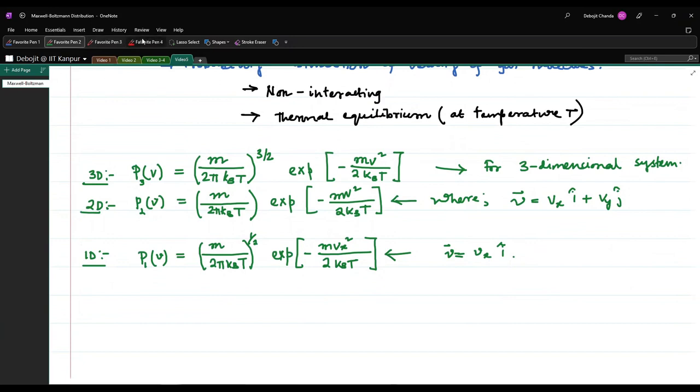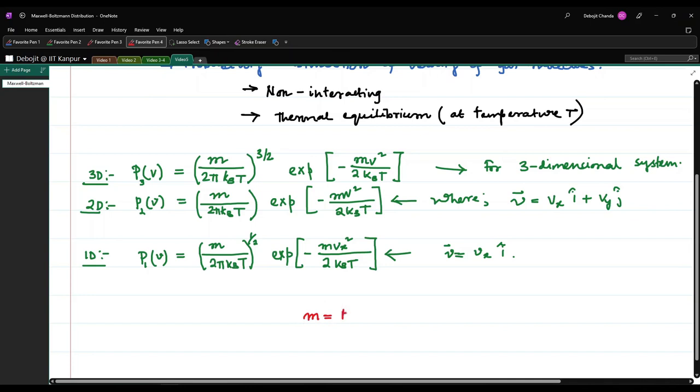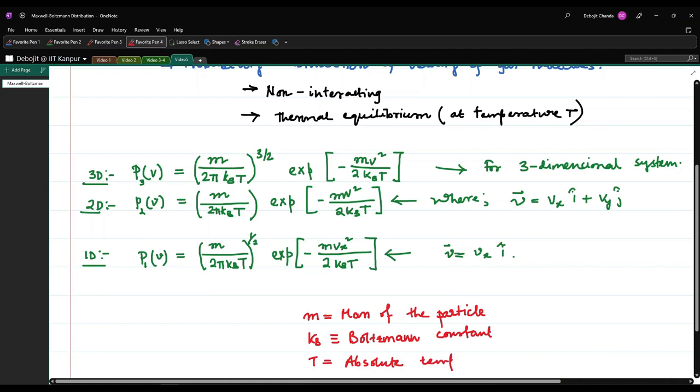It is quite obvious at this moment. m is mass of the particles. So here particles are just the gas atoms or molecules. kB is the Boltzmann constant. T is the absolute temperature.